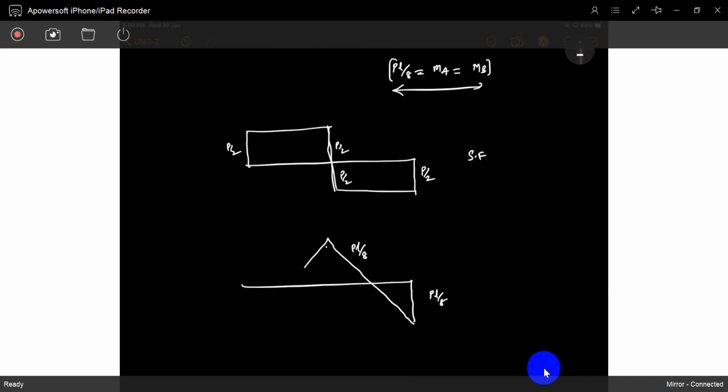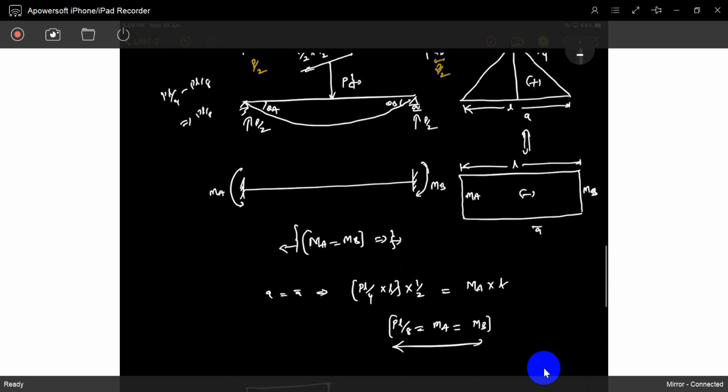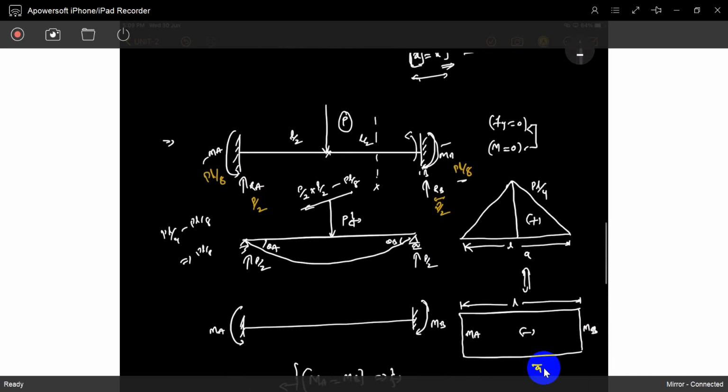Same thing, it's PL by 8. So this positive, negative, negative. You can draw the bending moment diagram like this once you find the values of MA and MB. This is PL by 8 at both ends, and in between it is P by 2 into X. So at what point, at L by 2, what is it?